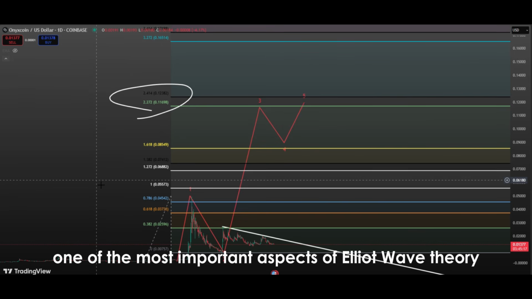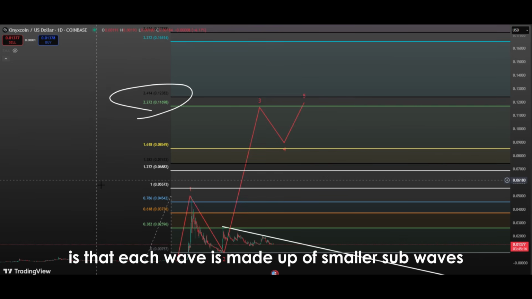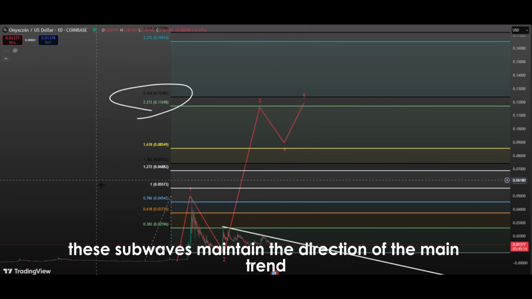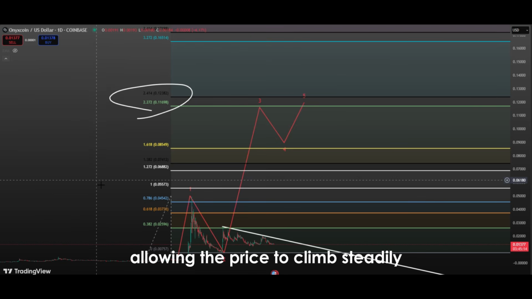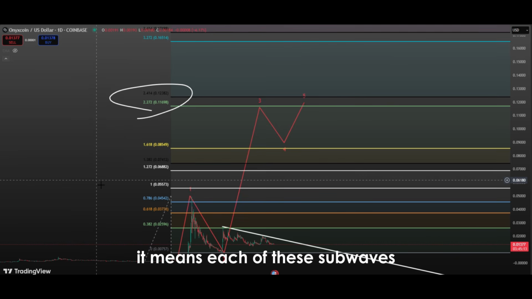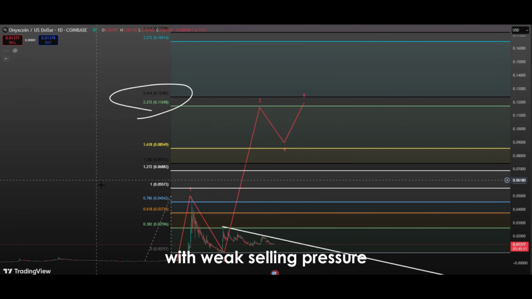One of the most important aspects of Elliott wave theory is that each wave is made up of smaller subwaves. The third wave itself contains 5 smaller impulse waves. These subwaves maintain the direction of the main trend, allowing the price to climb steadily. If the third wave has extended to the 2.272 level, it means each of these subwaves has moved with strong momentum. This indicates a market dominated by buyers with weak selling pressure.